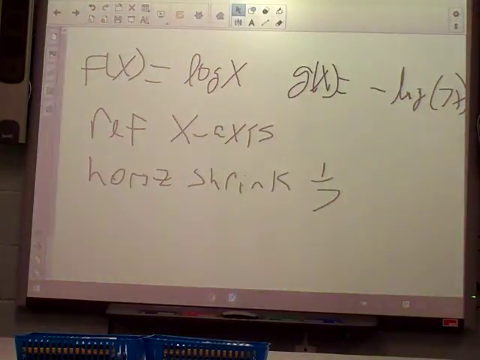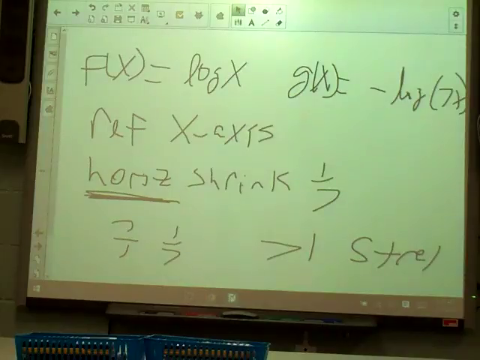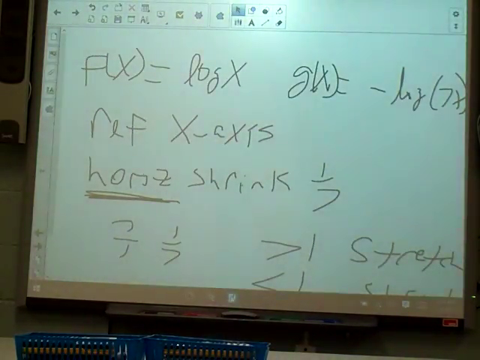I don't get the, since it's 7 up there, how did you get the shrink? When it's horizontal, it always takes the reciprocal. So the reciprocal of 7 is 1/7. And if it's bigger than 1, it's a stretch. If it's less than 1, it's a shrink. And so 1/7 is less than 1. So on the horizontal, you got to flip it. Don't forget that.